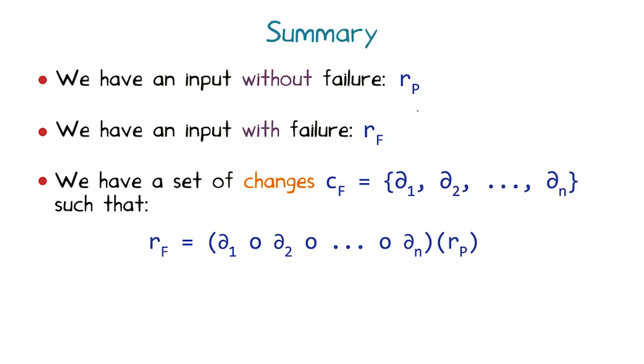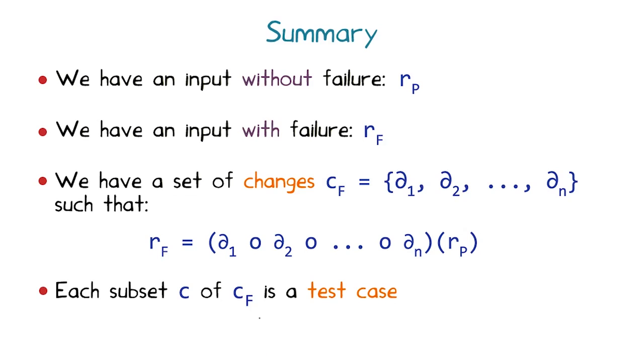Note that RP is typically a simple input on which the program trivially passes, such as the empty input, and RF is typically a complex input on which the program fails, and that we would like to minimize. In the case of Mozilla's web browser, RP could be a blank HTML file, and RF is the full HTML file that causes the browser to crash.